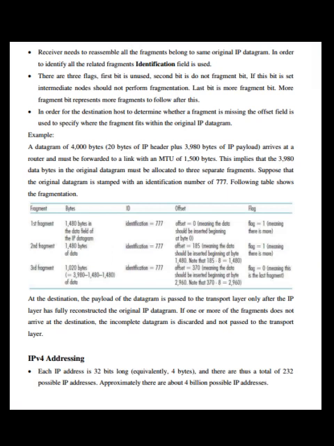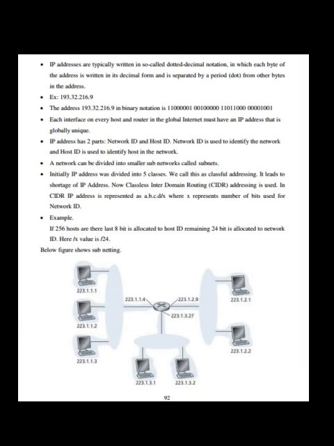IPv4 addressing. Each IP address is 32 bits long and there are thus a total of 2^32 possible IP addresses. Approximately, there are about 4 billion possible IP addresses. IP addresses are typically written in so-called dotted decimal notation, in which each byte of the address is written in its decimal form and is separated by a period from other bytes in the address.